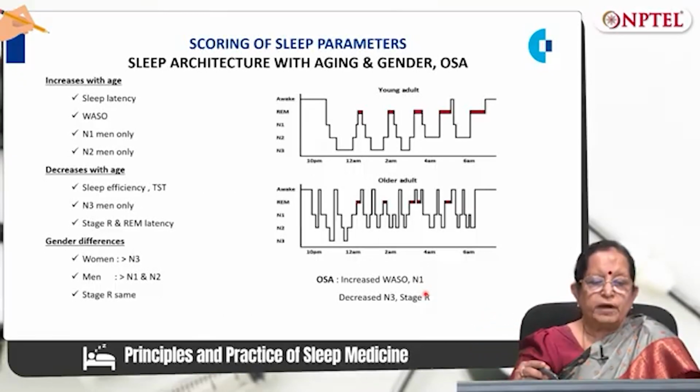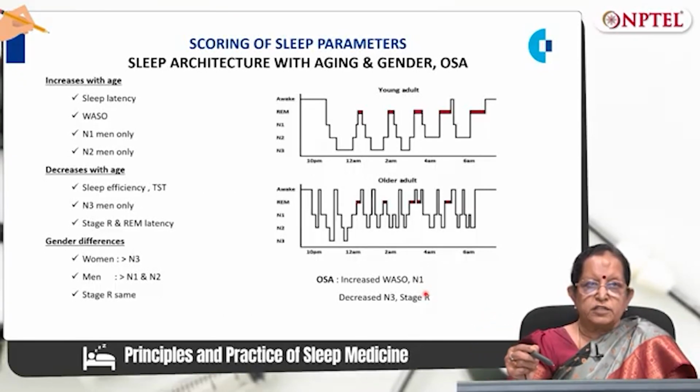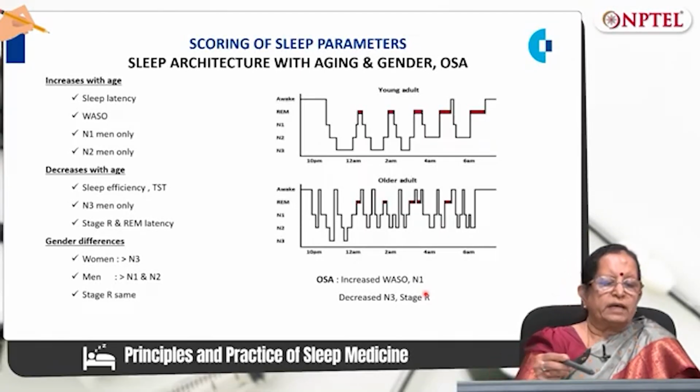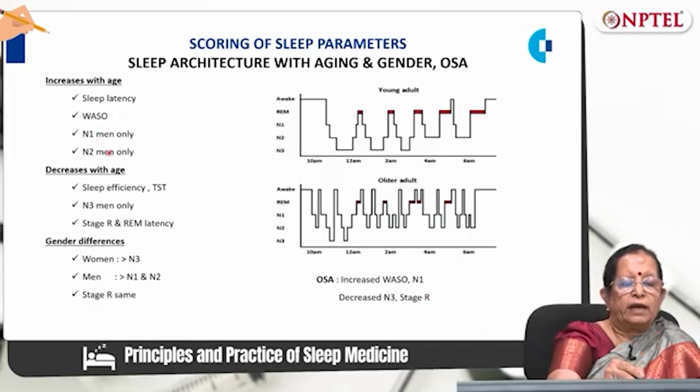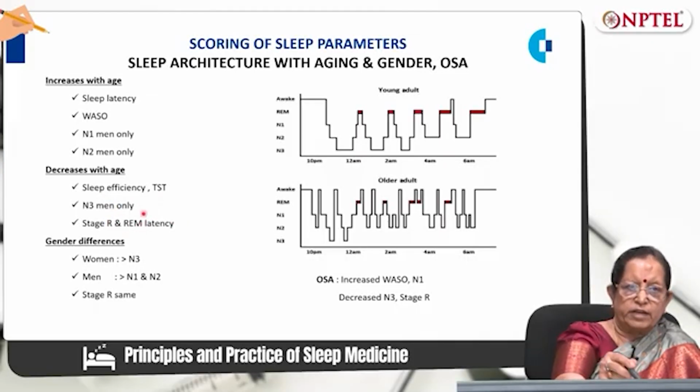Continuing the scoring of sleep parameters. Sleep parameters we should note, they will change with aging and gender. Sleep latency, WASO, N1 and N2 will increase with age. Sleep efficiency and total sleep time will decrease with age. N3 will decrease only in men, and REM sleep and REM latency will decrease as we age.